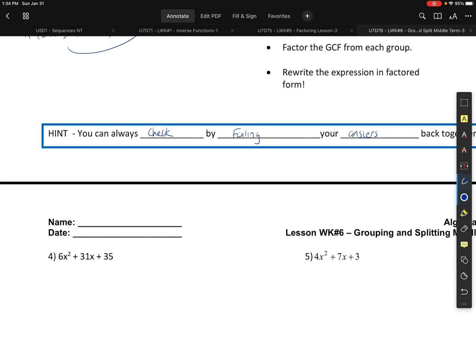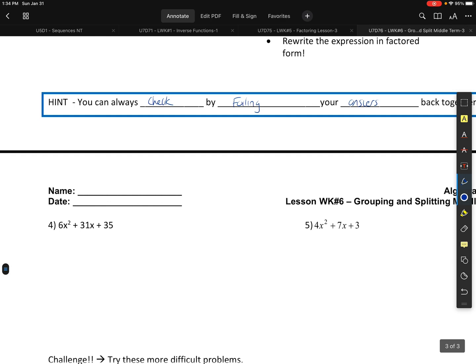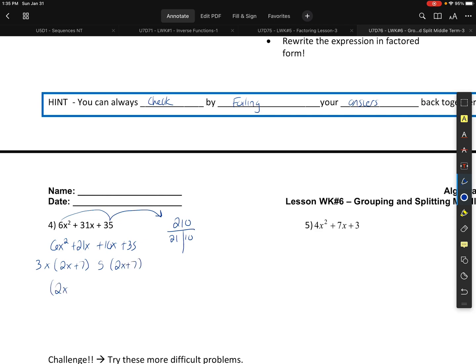All right, take a moment, practice 4 and 5, pause, come back to check your work. All right, so 6 times 35 is 210. What factors of 210 add to 31? 21 and 10. 6x squared plus 21x plus 10x plus 35. Take out 3x, leaves me with 2x plus 7. Take out a 5, leaves me with 2x plus 7. 2x plus 7, 3x plus 5.